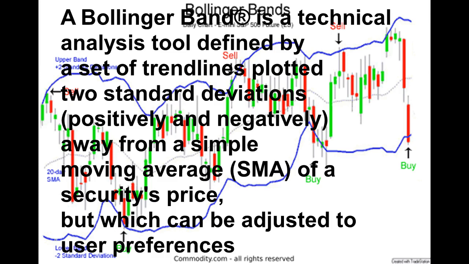A Bollinger Band is a technical analysis tool defined by a set of trend lines plotted 2 standard deviations positively and negatively away from a simple moving average, the SMA, 20 SMA in this instance, of a security's price, but which can be adjusted to any user's preferences.